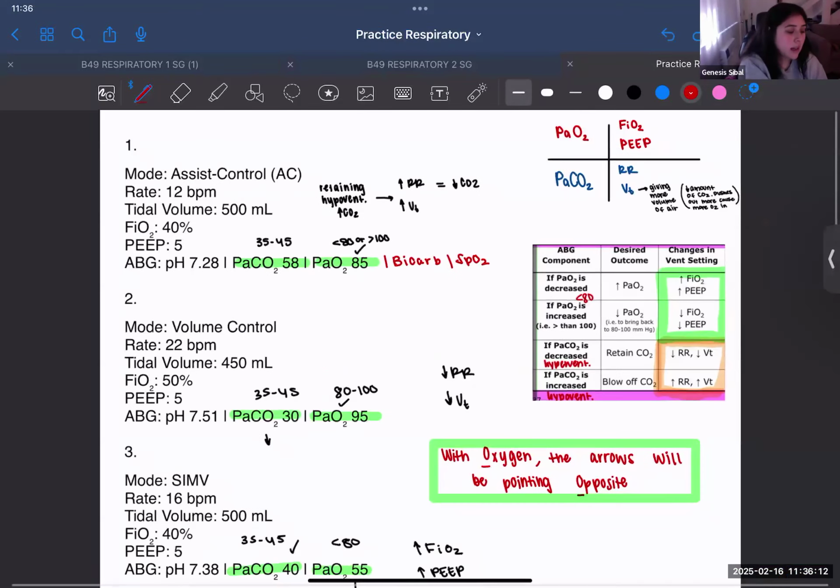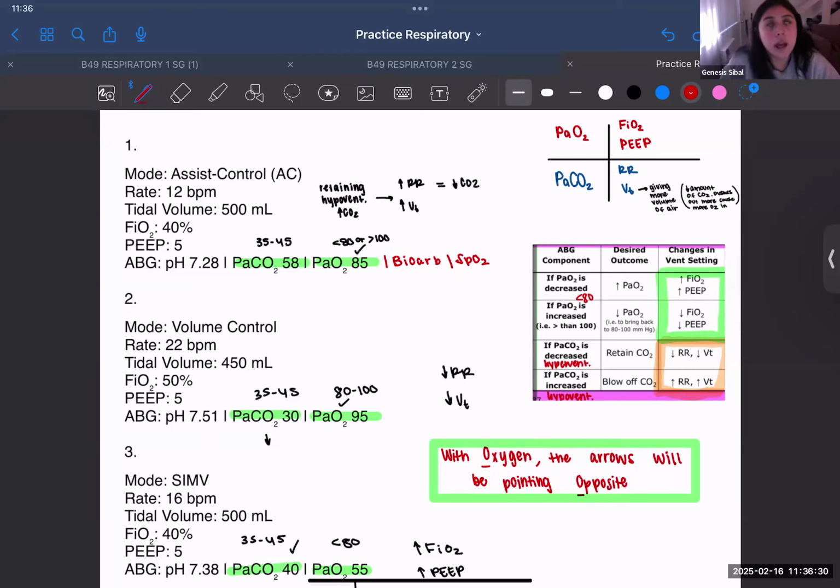And then the very last thing, I'm just going to go over the first one. So this is how she would do it. So how do I know? I guess the question is, okay, Genesis, how do I know which is what? Like if she doesn't say the mode is this, the rate is this, the tidal volume is this, how do I know what's what? Well, remember we talked about it, right?